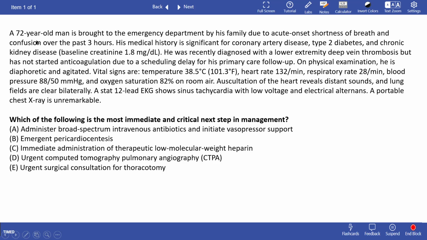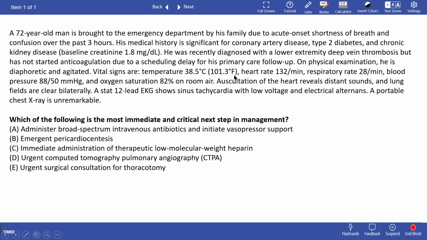So the case says that a 72-year-old man is brought to the emergency department by his family due to acute onset shortness of breath and confusion over the past 3 hours. His medical history is significant for coronary artery disease, type 2 diabetes, and chronic kidney disease. The baseline creatinine is 1.8. He was recently diagnosed with a lower extremity DVT but has not started anticoagulation due to a scheduling delay for his primary care follow-up. On physical examination, he is diaphoretic and agitated.